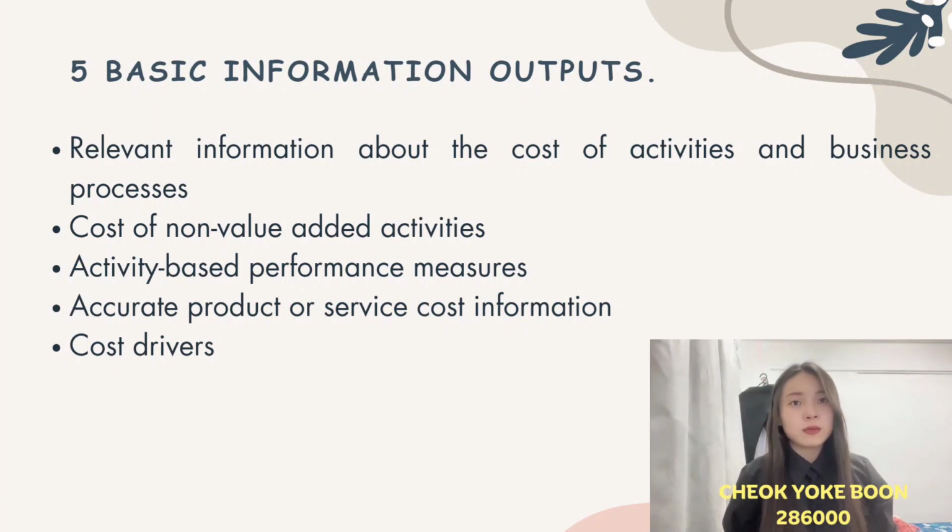This information helps in understanding the resource utilization and expense allocation associated with each activity. Second output is the cost of non-value-add activity. ABM aims to identify activities that do not contribute to customer value or the organization's need. However, the third output is activity-based performance measure. It provides the organization with a scorecard or metric to evaluate the effectiveness of their improvement effort.